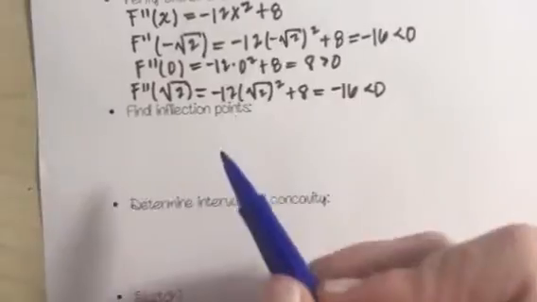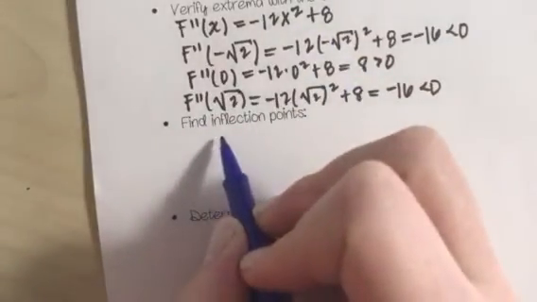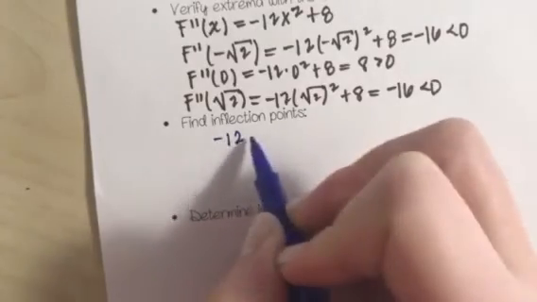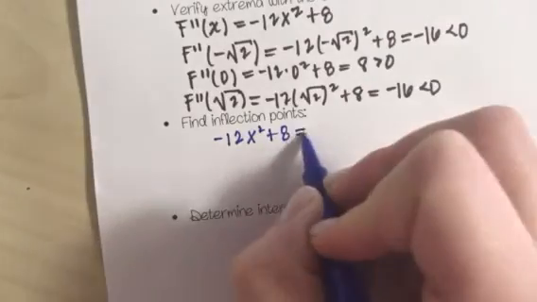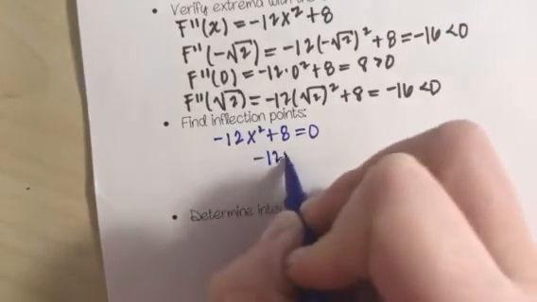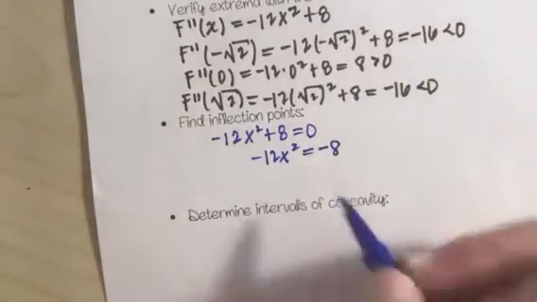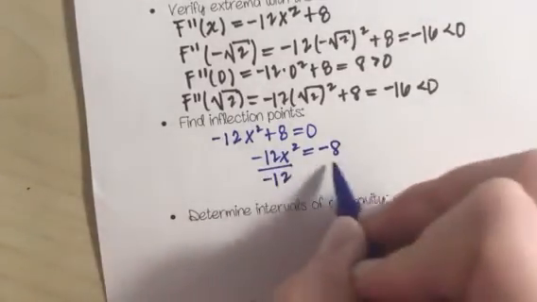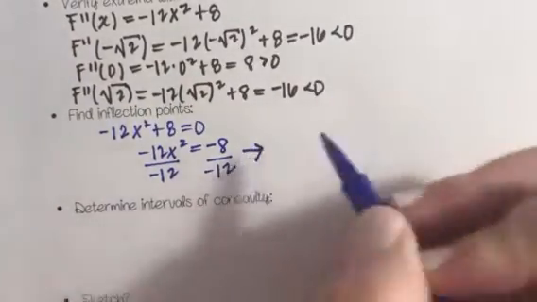So let's go ahead and find our inflection points. And remember, we're just going to take our second derivative here. So we are going to take negative 12x squared plus 8, and we want to set that equal to 0. So I'm going to have negative 12x squared is equal to negative 8 by subtracting that over, divide by negative 12, divide by negative 12, and I'm going to work horizontally here.